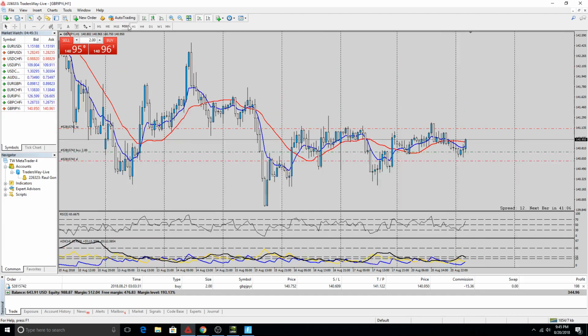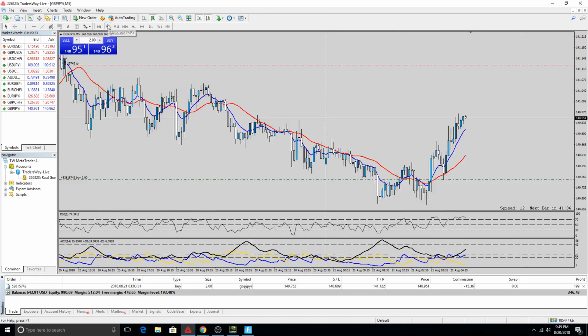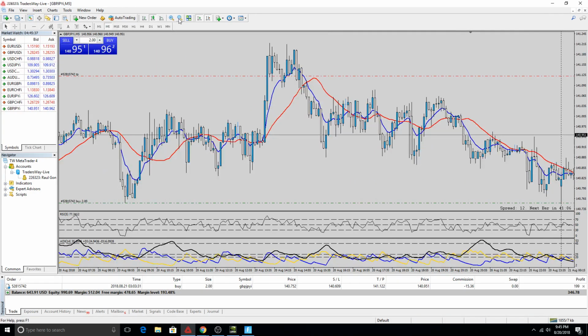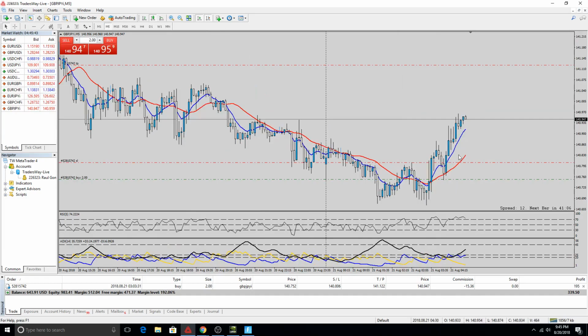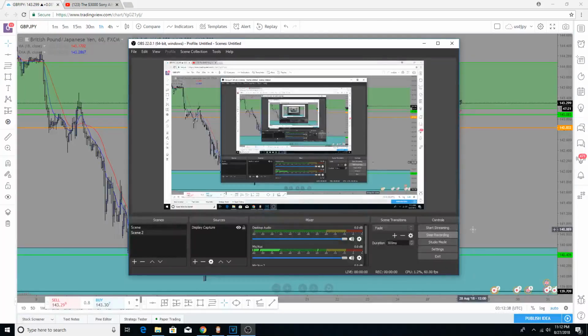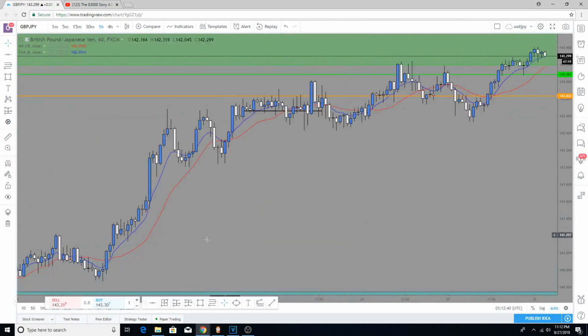So far structure is being maintained on the lower time frames, so I'm gonna hold the order and see how much farther the market will push upward. So I am gonna move my stop loss to break even just in case. But alright, so just a quick update from how the trade went.